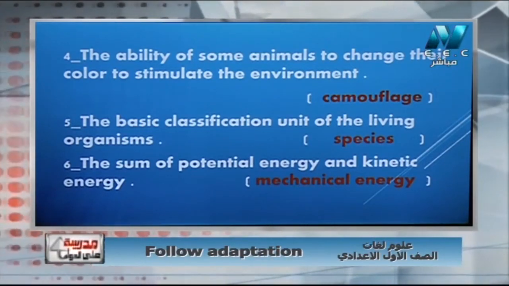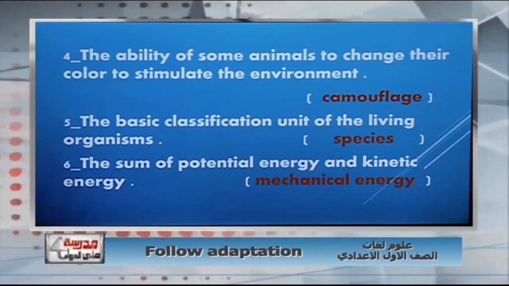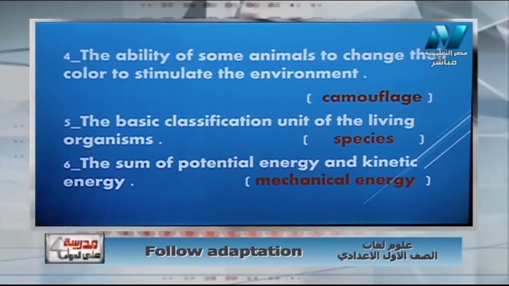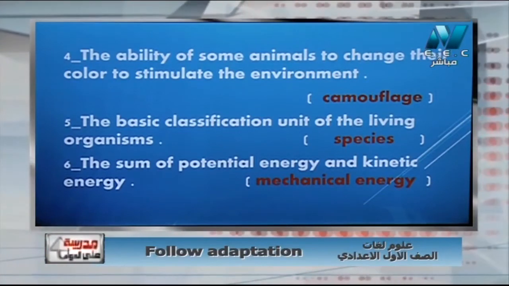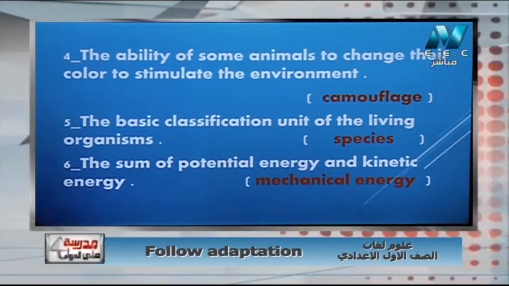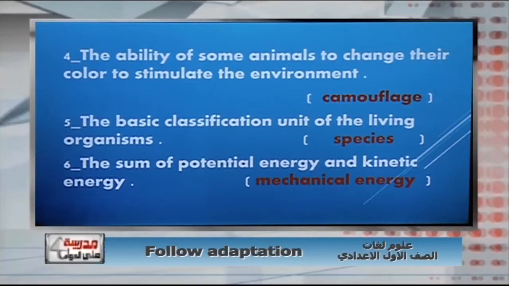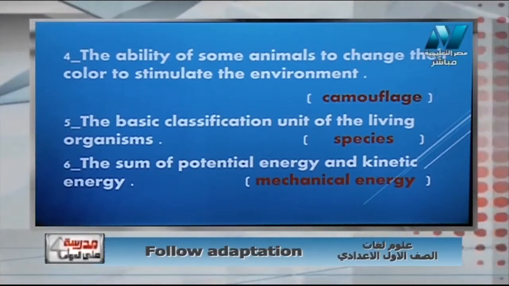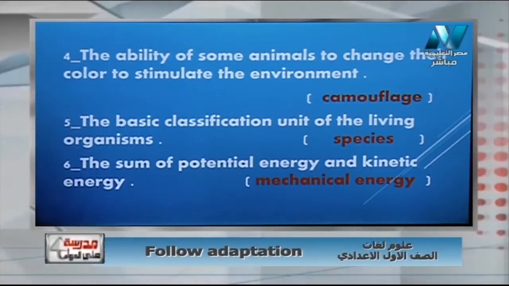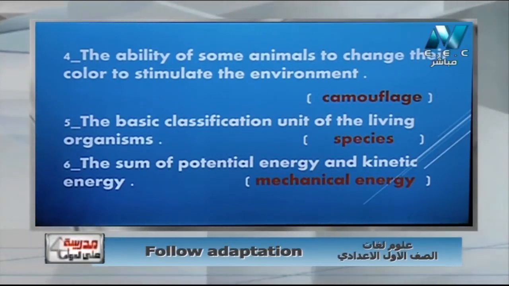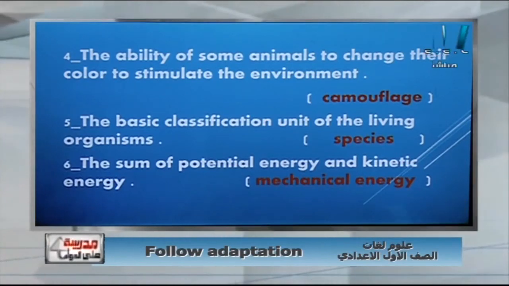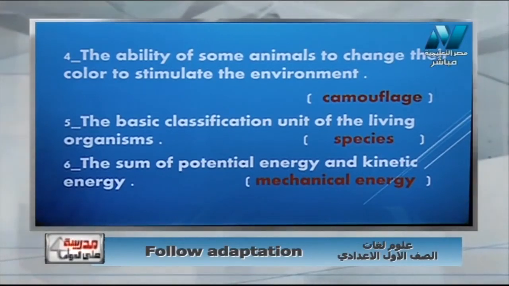Number five, the basic classification unit of the living organisms is species. Species. Species has two terms. Number one, basic classification unit, and another term, a group of animals which are most similar. Number six, the sum of potential energy and kinetic energy.